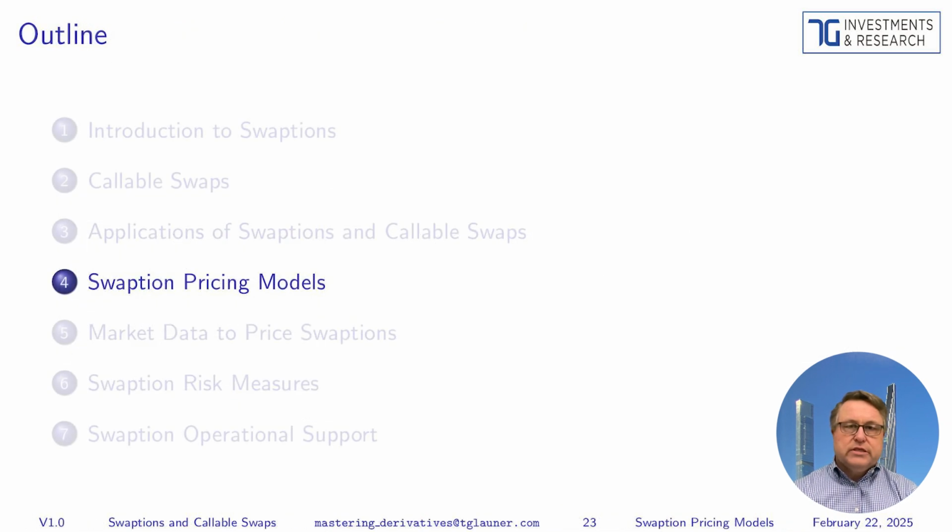The next three sections, section 4, 5, and 6, will be quantitative topics about pricing, required market data to price swaptions, and how risk sensitivities are calculated. We will start with the pricing models that are used in the market.